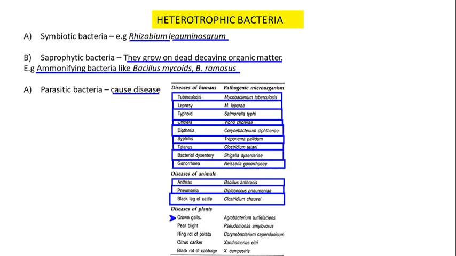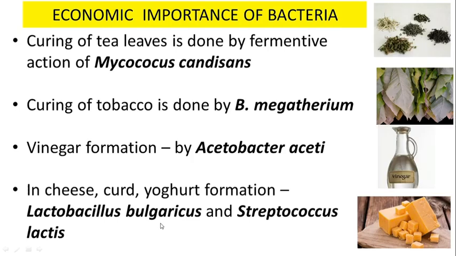For example, crown gall disease is caused by Agrobacterium tumefaciens. Pear blight disease is caused by Pseudomonas amylovorus. Ring rot of potato is caused by Corynebacterium sepedonicum. Citrus canker is caused by Xanthomonas citri. Black rot of cabbage is caused by Xanthomonas campestris. So all these are different diseases, and disease causing bacteria are actually parasitic bacteria.